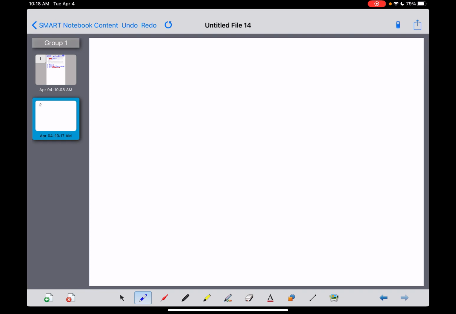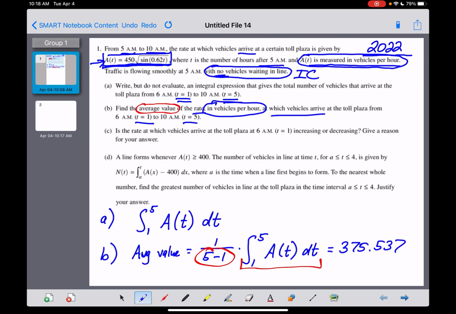Moving right along, let's get into part C and see what we're doing here. Okay, is the rate at which vehicles arrive at the toll plaza at 6 a.m. or t equals 1 increasing or decreasing, and give a reason for your answer. So let's think big picture, guys. At the end of the first semester, back in December, we talked about what determines whether a function is increasing or decreasing. The main thing they want to know on the AP test is, do you understand how the first derivative of a function impacts that answer? When a function's first derivative is positive, that function is increasing. And when its first derivative is negative, that function is decreasing.